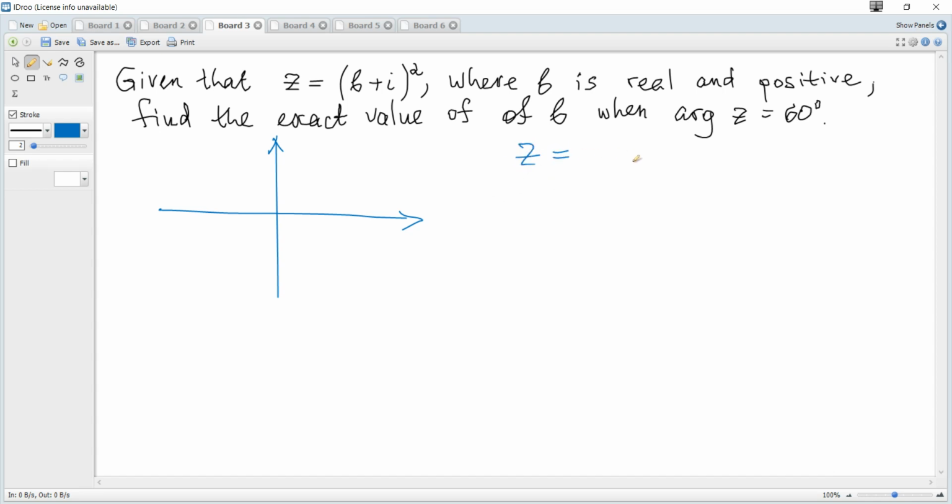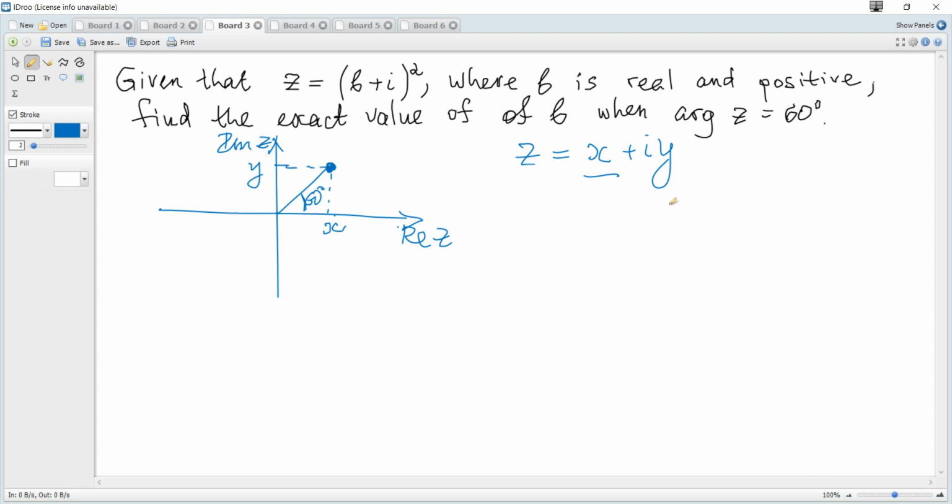When a complex number is in the Cartesian form x + iy, it can be represented on the Argand diagram. The x-axis is the real part, the y-axis is the imaginary part, and 60 degrees is measured from the positive real axis, where it's always 0, in the anti-clockwise direction. So the argument of z is 60. A complex number is somewhere here, where the x coordinate is the real part and the y coordinate is the imaginary part.